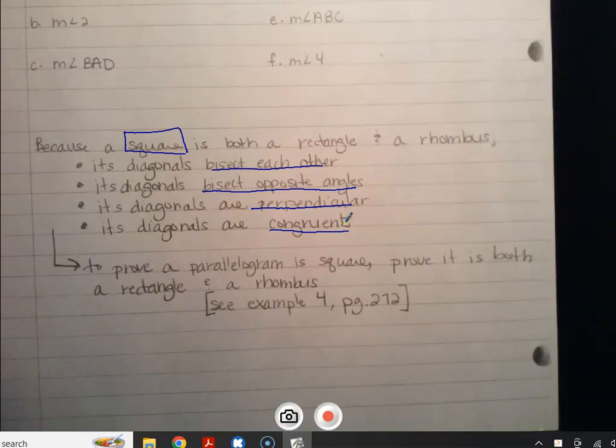So to prove a parallelogram is a square, you must prove it is both a rectangle and a rhombus. If you flip to page 272 and look at example 4, you can read that paragraph proof. But in order to prove it's a square, you have to prove it's a rectangle and that it's a rhombus. That it's both of them.